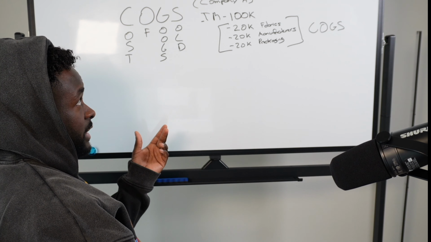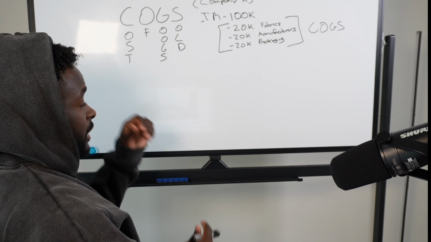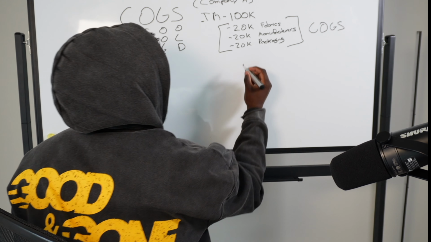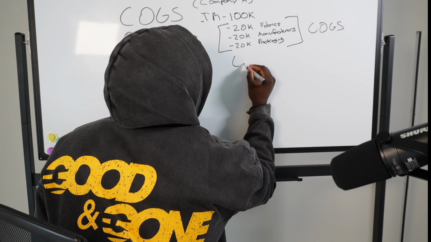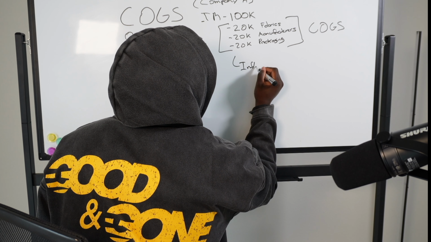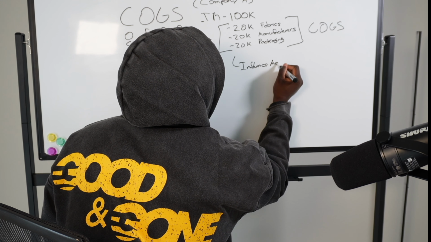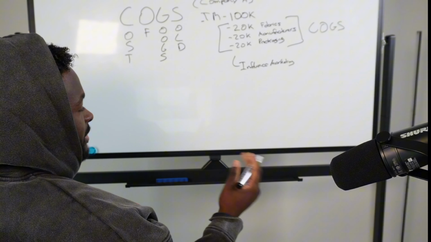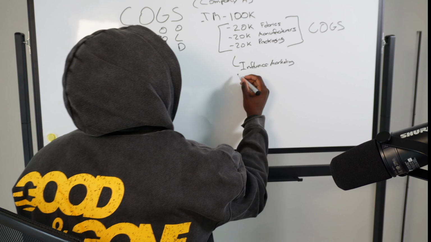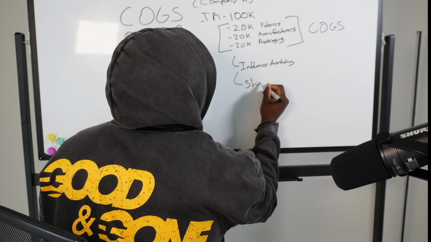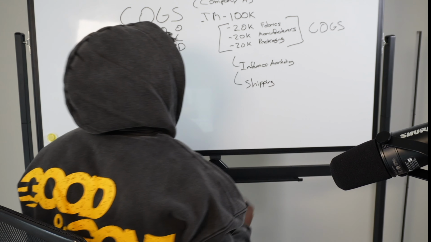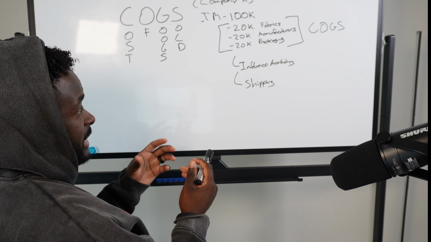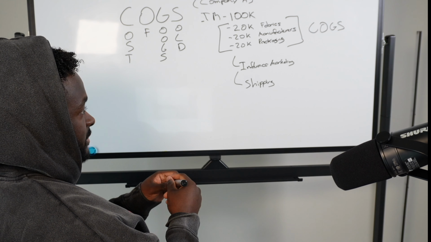Now, what doesn't fall under COGS? Remember, we're a clothing brand. What doesn't fall under COGS are things like post-production costs, like maybe influencer marketing. So paying influencers to wear our clothes after the clothes are made would not be cost of goods sold. The actual cost of shipping the products after they are made does not fall under cost of goods sold either. These are not costs directly associated with the production of our clothes. You see what I'm saying?